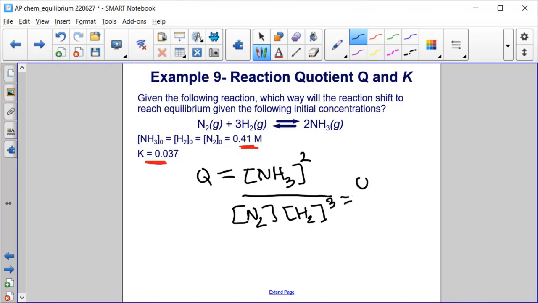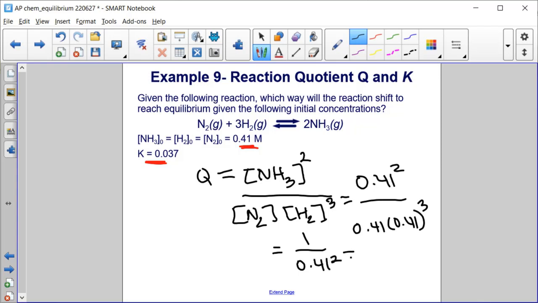So this is 0.41 squared divided by 0.41 times 0.41 cubed. All right, so mathematically, this is 1 over 0.41 squared, just for ease of calculation on my part, but you don't have to do that if you don't want to. You can plug this in just as it is. So when I get that, I get 5.95. Okay, so we'll review the answer on the next slide, where we compare this value of Q to this value of K.